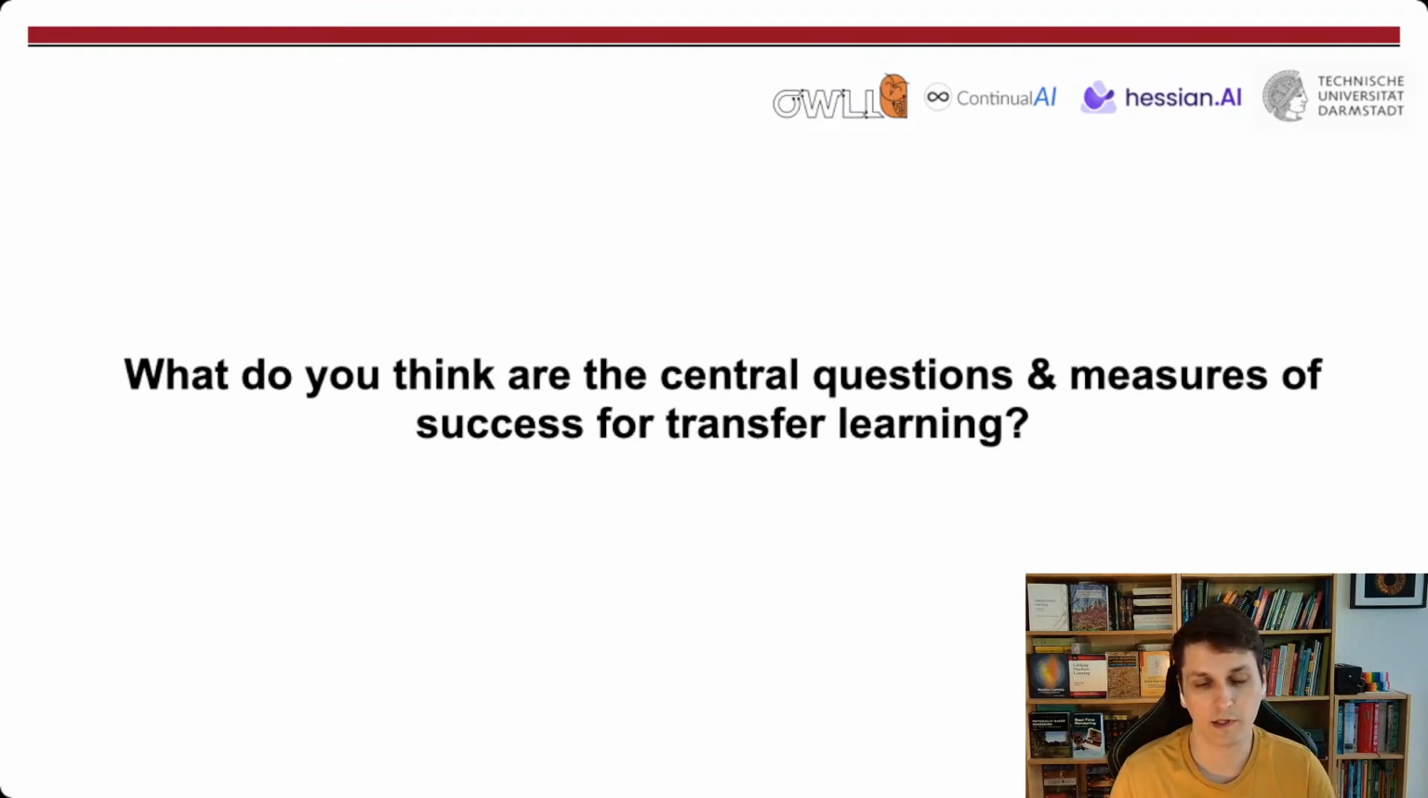Okay, you can start with either. You can start with maybe giving a central question, or you could start with giving some idea of how you would measure if the knowledge transfer is successful. And again, you can feel free to relate this to machine learning, or you can feel free to just give a more general response.